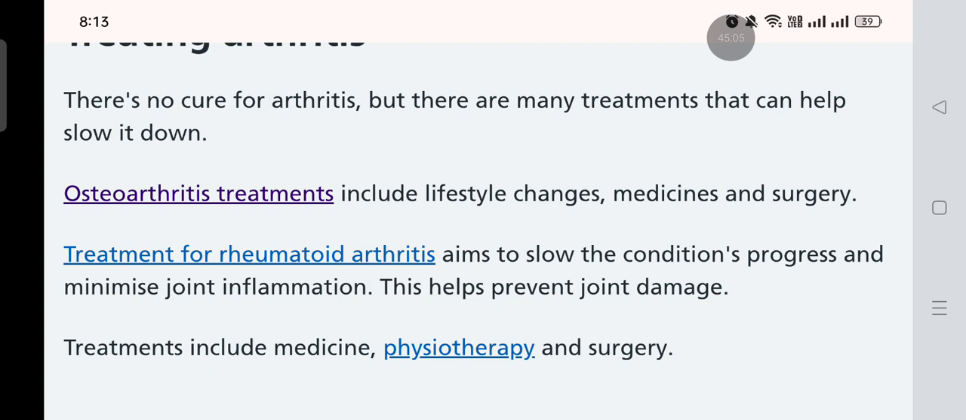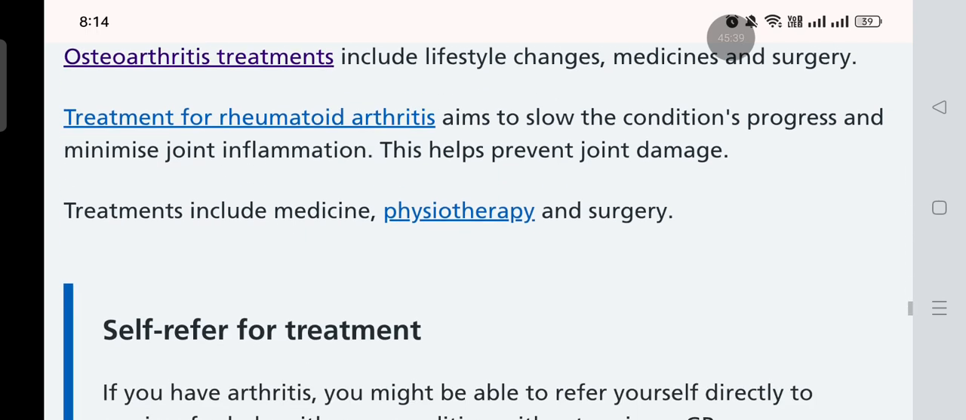Treatment for rheumatoid arthritis aims to slow the condition's progress and minimize joint inflammation. This helps prevent joint damage. Treatments include medicines, physiotherapy, and surgery.